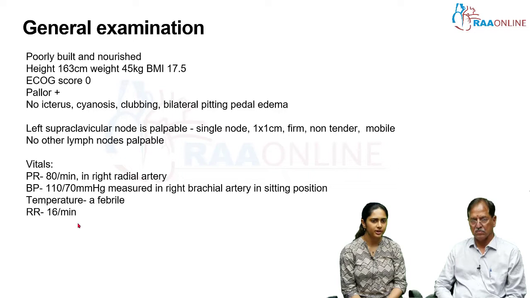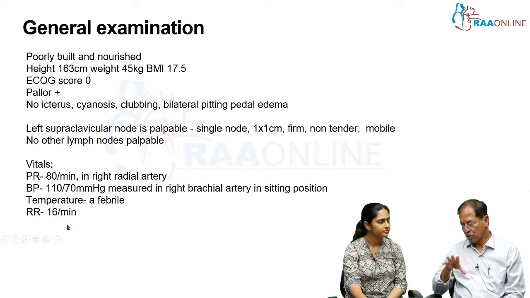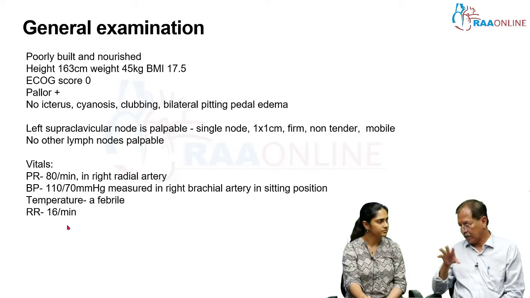The blood pressure is 110 by 70 millimeters of mercury measured in the right arm in sitting position. She was afebrile with a respiratory rate of 16 per minute. So vitals play a major role when the patient has vomiting, because patients can go into hypovolemic shock. In that case, they can have tachycardia, hypotension. In a patient who vomits, in your general examination, you should look for signs of dehydration.